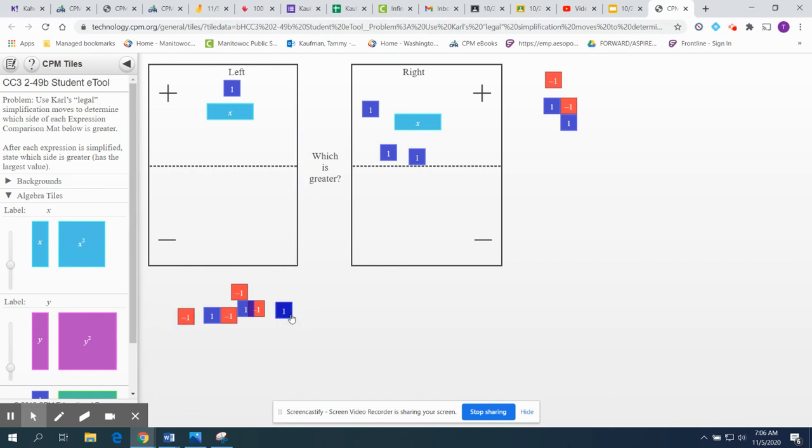And the next move I'm going to do is take off balance sets. So I can take an X off of both sides, and I can take a unit tile off of both sides. So what I'm left with on the left is 0. There's nothing there. And what I'm left with on the right is 2. So the right side's going to be bigger.